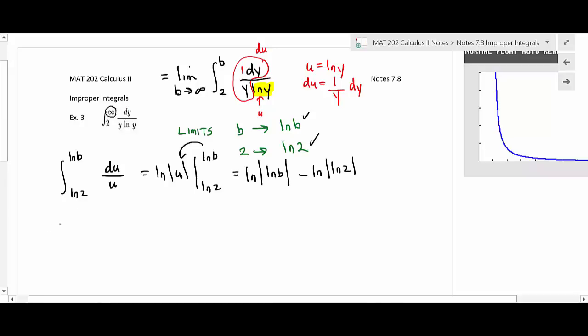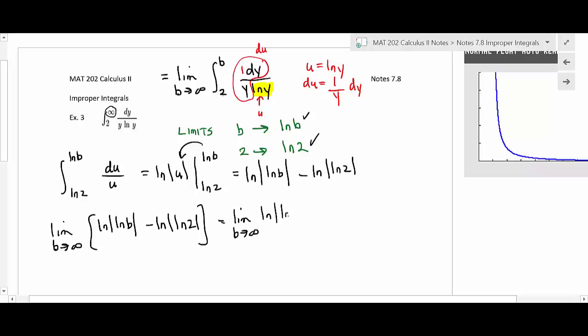Okay, so now what we're going to do is this. We're going to do the limit as b goes to infinity of this expression, ln of ln b minus ln of ln 2 like that. Now what I'm technically doing, you can always bypass this step, just be cautious about what you're doing, is doing the limit of each part separately.